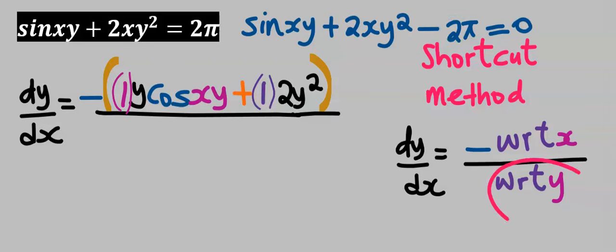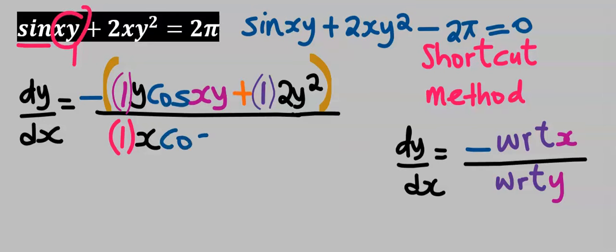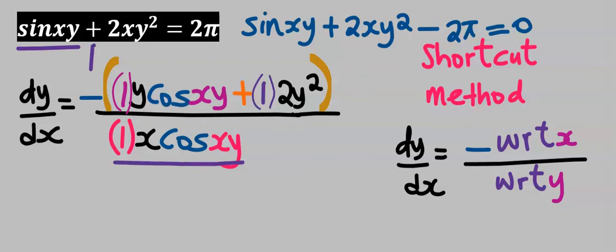At the denominator, I'm going to differentiate y and it's going to be 1. However, I will ignore x this time around. Next, differentiate sine and I'm going to get cos. And I will recopy back xy in front of the sine. I'm done with this. Next, I will include this plus.